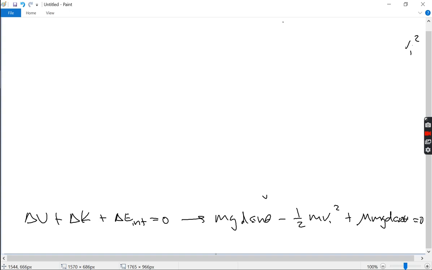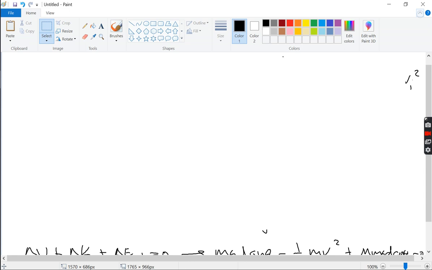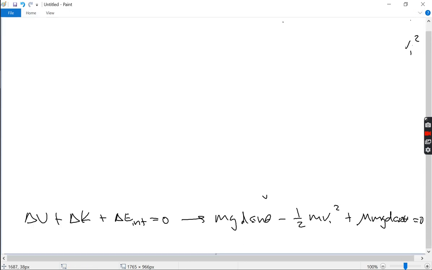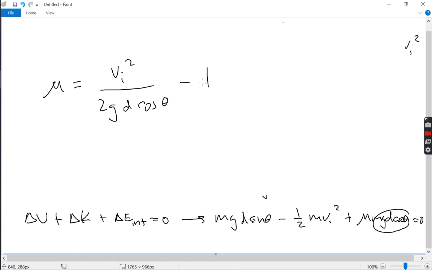So solving this for mu, I'd want to divide out all of this stuff here, move stuff to the other side of the equal sign, solve for mu. And what we end up with is initial speed squared over 2gd cosine theta minus tangent of theta.